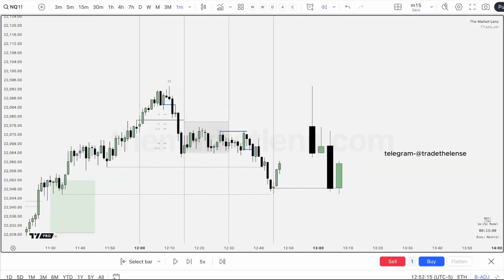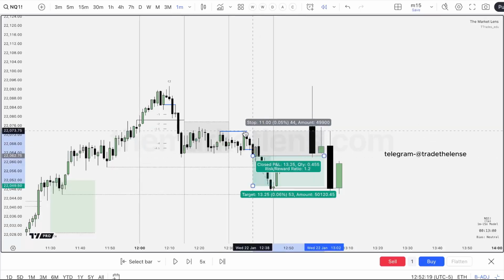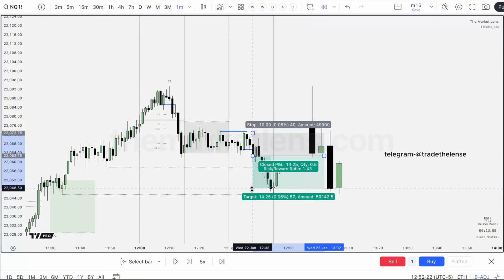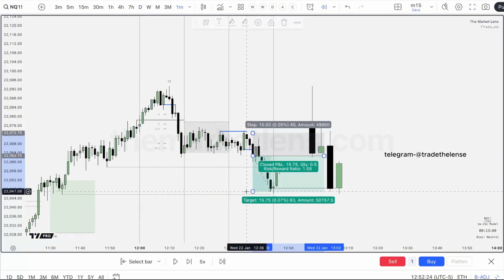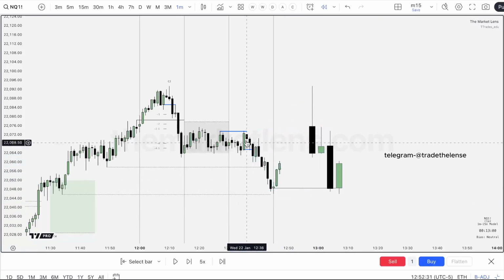Would it hit 2R? If I enter on the close, likely not. Not even 2R to the target. So then that's when you'd have to maybe use a retest. It's just not something I'd really consider, but that's how I'd approach it.